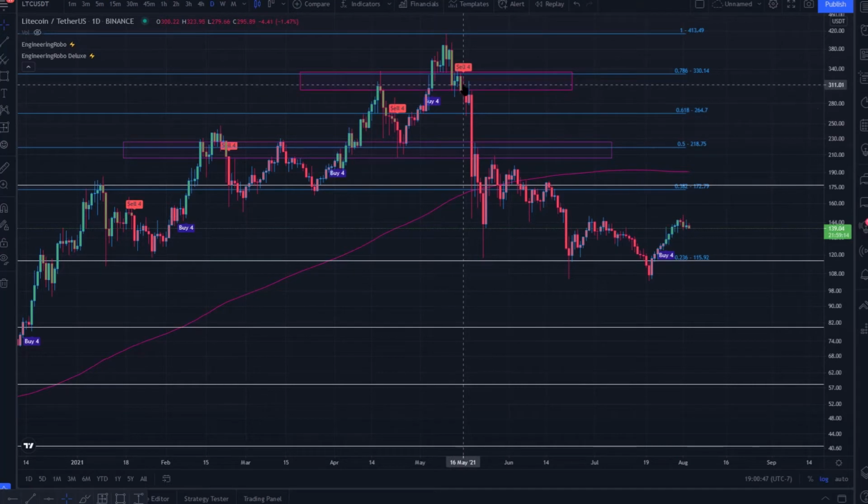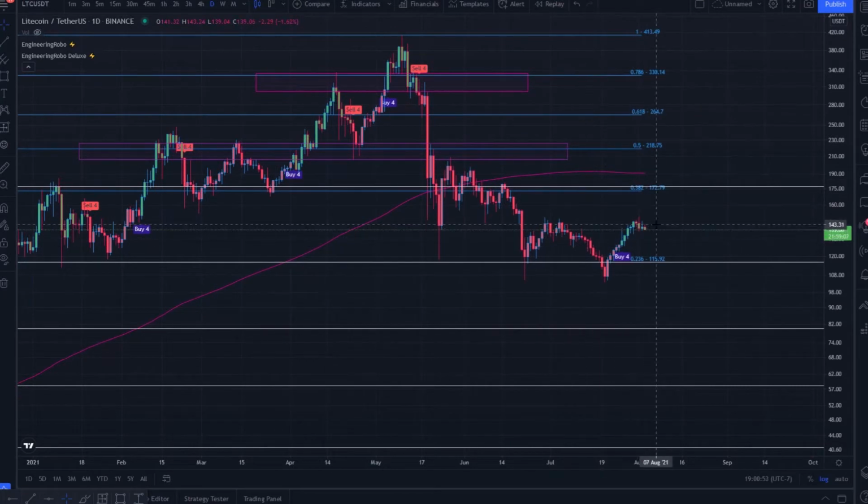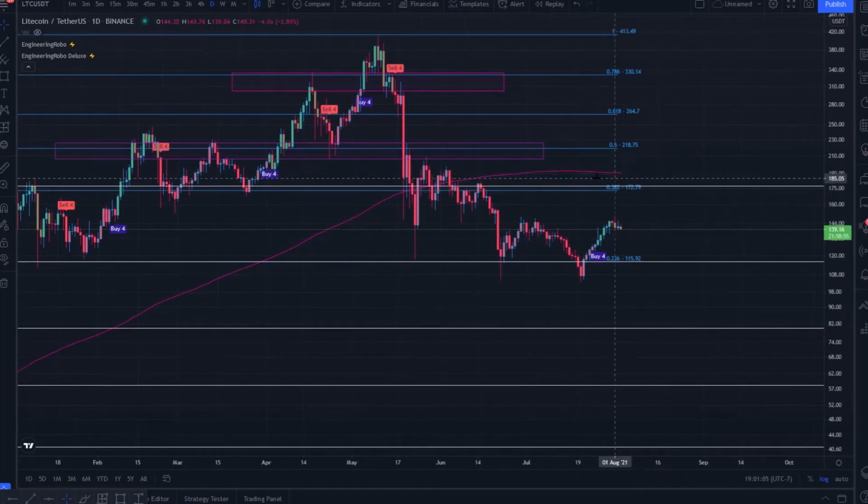We've had that sell for plaguing price action since the 16th of May, saving us from the dreaded 19th of May there. So EngineeringRobo becoming bullish on Litecoin is going to be a very bullish sign of buy pressure present at the moment. Technical signs of sell pressure is going to be price action below this 200 daily moving average. That is going to give us a hard time.